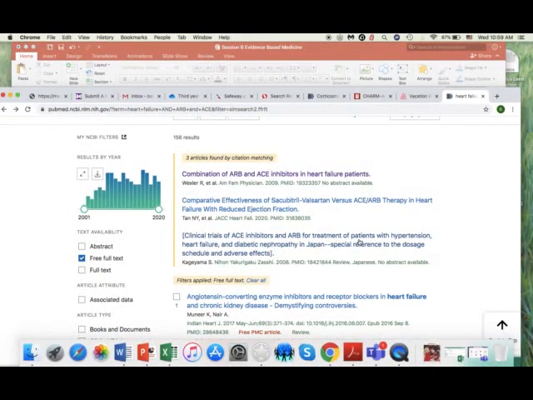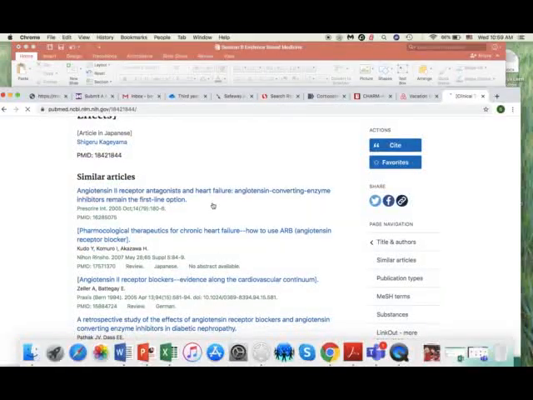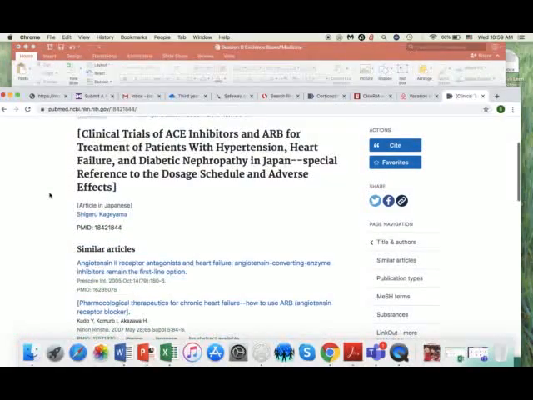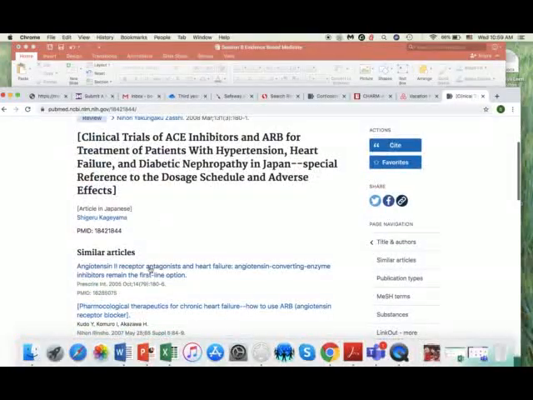This one kind of looks pretty good. It's clinical trials of ACE inhibitors and ARBs for treating patients with hypertension, heart failure, and nephropathy. So I might look at this one. You might just kind of look at some different things.